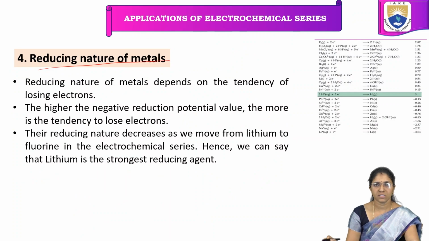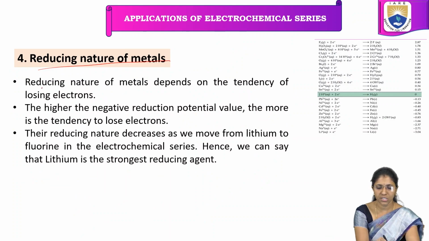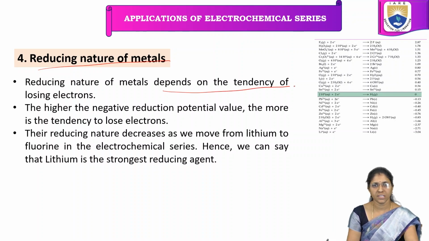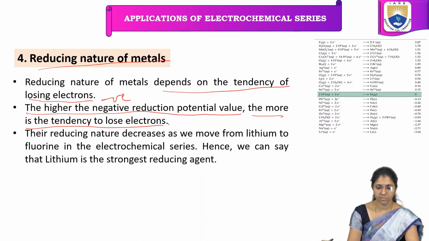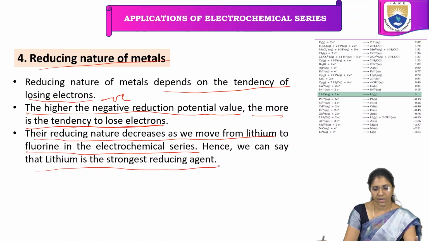Now, the reducing nature of metals. The reducing nature of metals depends on the tendency of losing electrons. The higher the negative reduction potential value, the more is the tendency to lose electrons. So their reducing nature decreases as we move from lithium to fluorine in the electrochemical series. Hence we can say that lithium is the strongest reducing agent, and fluorine is the weakest reducing agent.